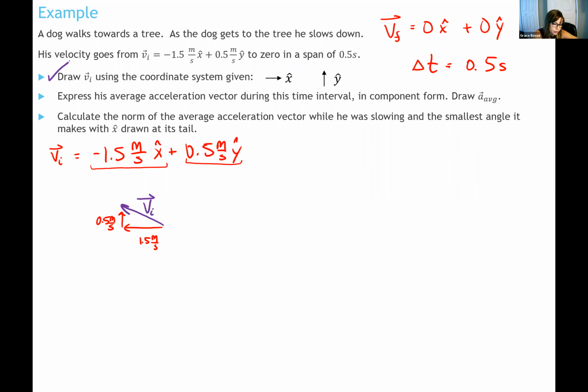Now let's try to express his average acceleration vector during this time interval in component form, and then we want to draw it as well. So if you recall our expression, the average acceleration is v final minus v initial divided by delta t. I already have vi in component form. Vf is just 0, and delta t is 0.5 seconds. So let's plug all of this stuff in.